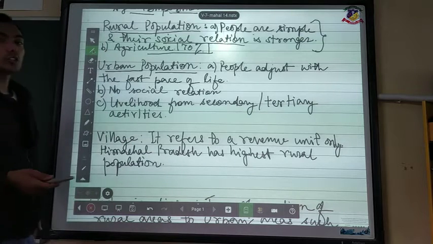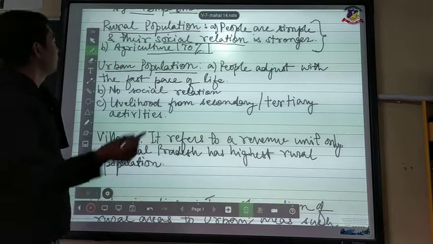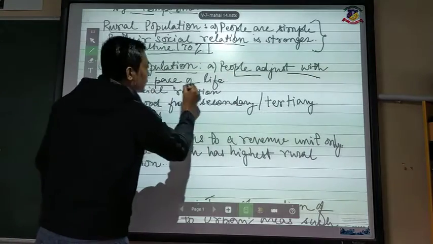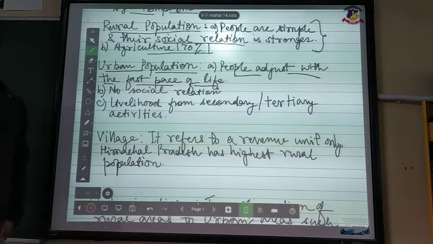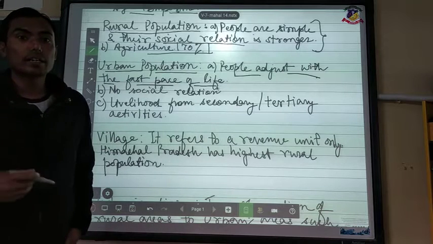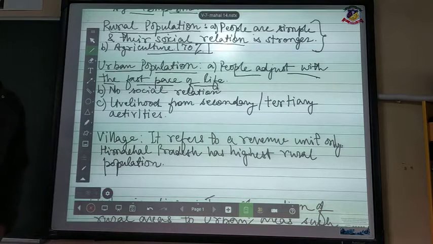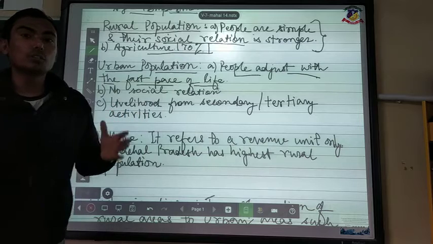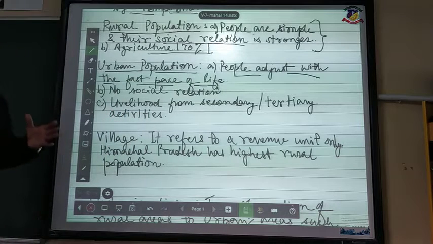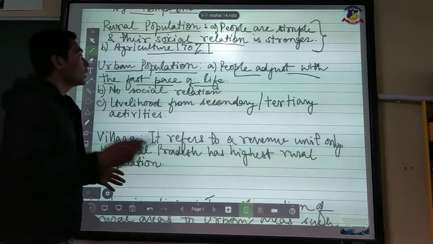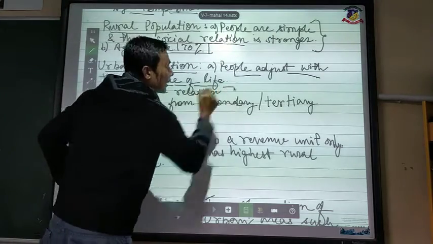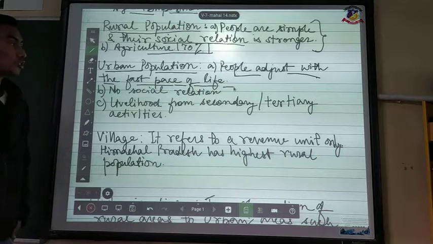Especially in the cities, the people adjust with the fast pace of life. Cities are growing day by day. Every day, new construction takes place within a city. In a day, more than 10 to 15 new constructions take place. So, as new construction takes place, the people have to adjust with the fast pace of life which takes place especially in the cities.